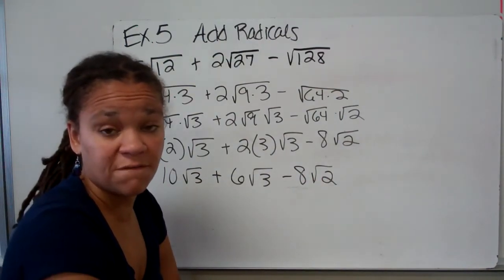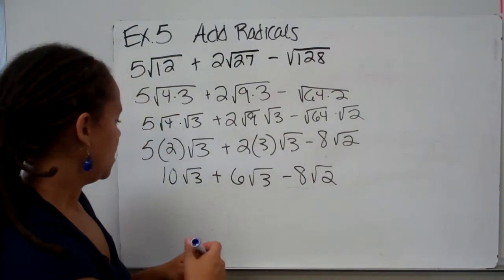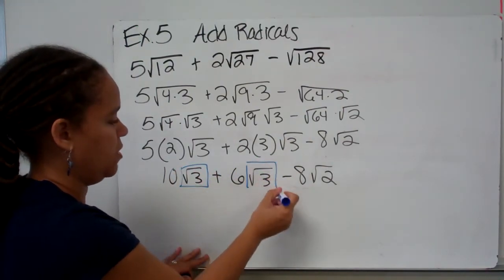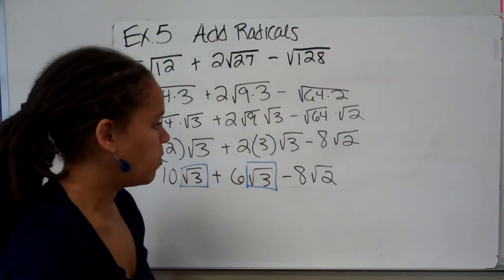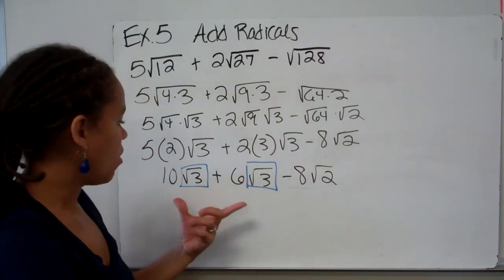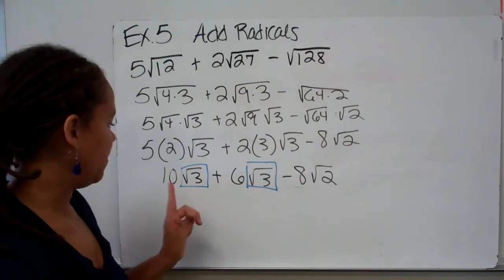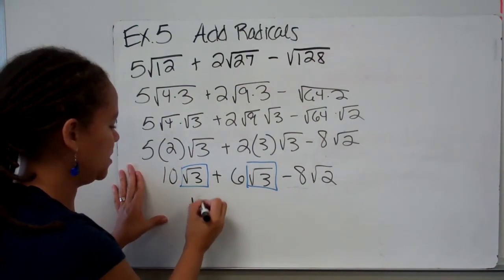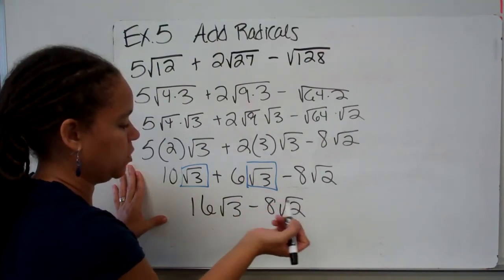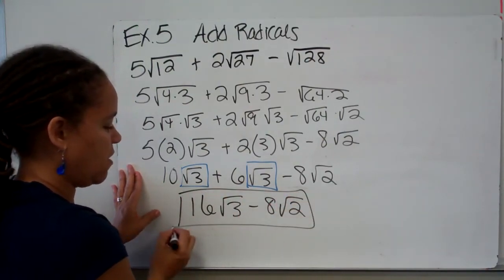So now let's look for our funny looking things or our like terms. Here we have radical 3 and radical 3. We can combine these, but we cannot combine it with radical 2. That's a different funny looking thing. So our only two like terms are the radical 3. 10 plus 6 would be 16 radical 3, and we still have to subtract our 8 radical 2. So this would be our final answer.